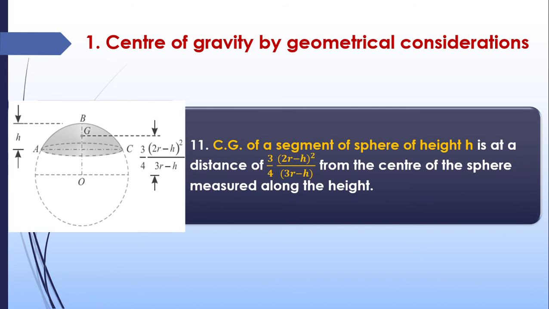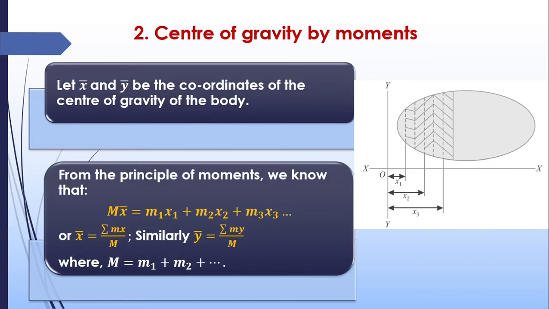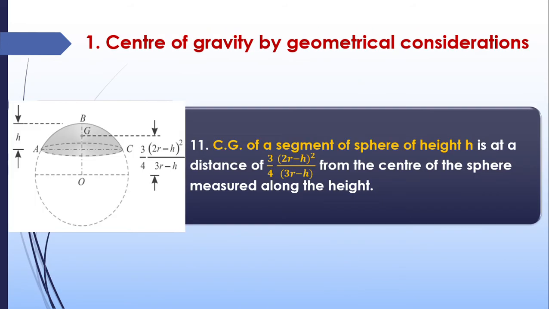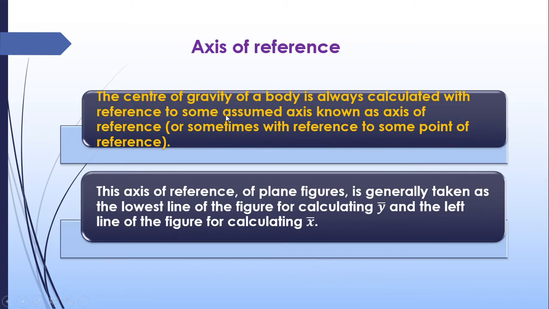That is known as the reference axis, the axis from which we are taking the center of gravity. Here in this figure we are taking the x-axis as the reference. In some cases we will take the y-axis as the reference. For taking moments, we take the x-axis as the reference, and then the y-axis as the reference. Those axes are known as axes of reference.